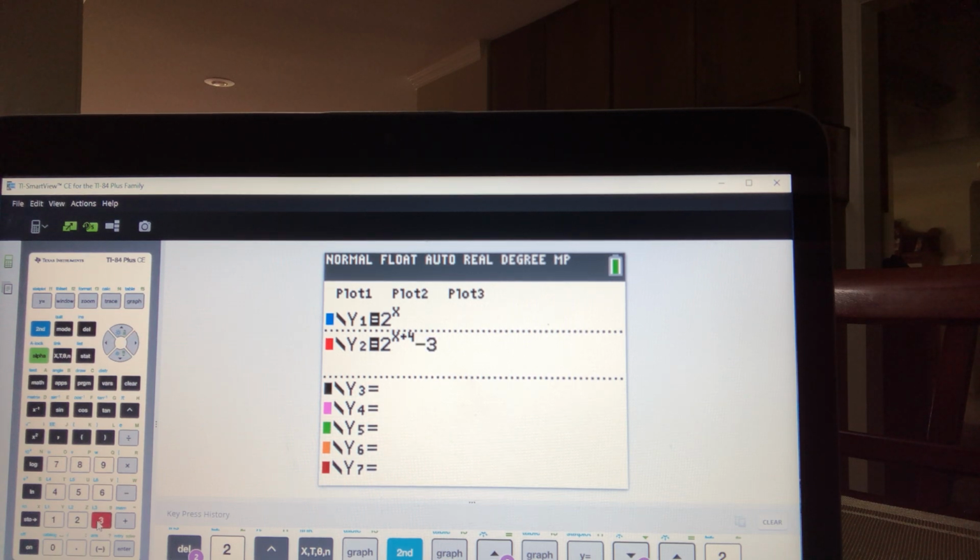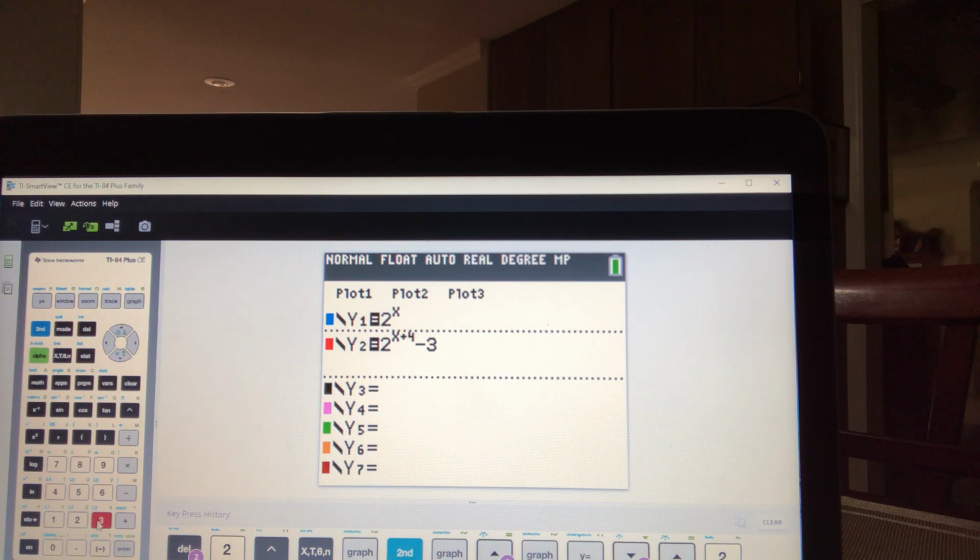So it should look like that. Some of you might have to put the exponent in parentheses. Okay, so transformations are happening between the first graph and the second graph. For instance, the 2 is the same in both graphs, so that's not a transformation. That's the base of the function.